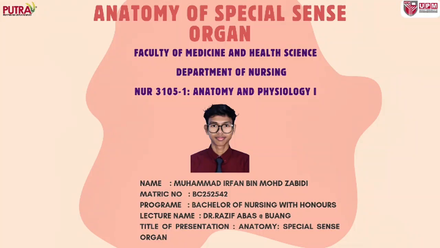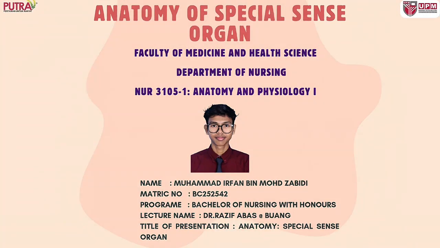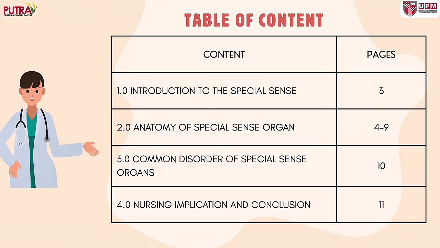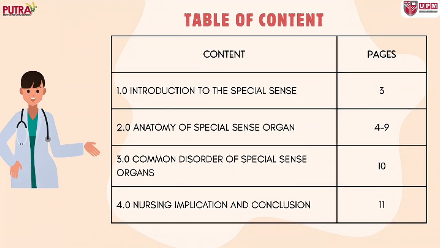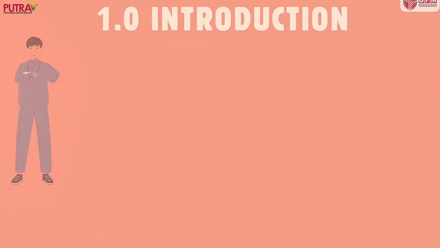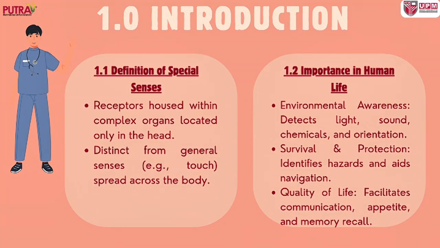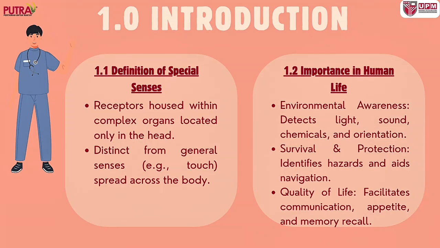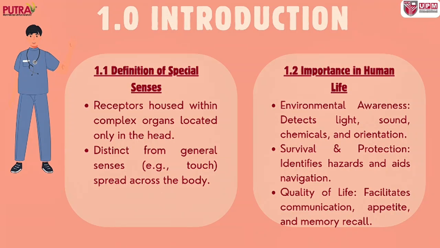My MATRIC number is BC252542. So today I will explain about the special sense organ. So this is my table of content for this video assignment, which we will focus mainly on the anatomy of the special sense organ. First of all, special senses utilize specialized receptors housed within complex organs located exclusively in the head. This completely distinguishes them from general somatic senses like touch or temperature, which are spread throughout the rest of the body.